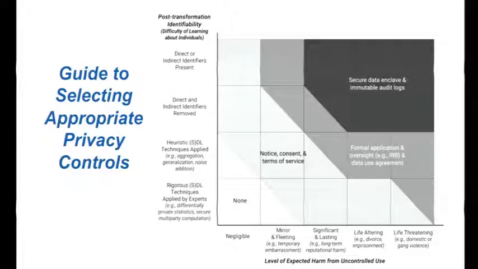In this diagram that we've prepared, we show how an assessment of the identifiability of a data set, or the difficulty of learning about individuals in a data set more broadly, as well as the level of expected harm from the use of the data set, point to different sets of controls that may be appropriate in a particular use case. For example, if a data set contains direct identifiers or has been transformed through simple redaction, perhaps it's appropriate to go through a formal IRB process or to access the data through a secure data enclave, depending on how sensitive the information is. But if the information has been transformed using a differentially private mechanism, perhaps the data can be shared in the clear or with notice and consent and terms of use.